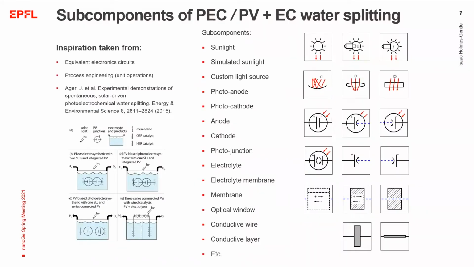So firstly, we took inspiration from equivalent electronic circuits and process engineering, where they split things up into unit operations, and also from the Ager review paper, where they came up with these nice figures to demonstrate the architecture of the device. So we split up the system into a number of subcomponents such as the sunlight or simulated sunlight, the optical components of the system, the photoanode or photocathode, or the dark anode or dark cathode, or the photojunction, or the electrolyte. And all of these different subcomponents are represented in this graphical figure on the right.